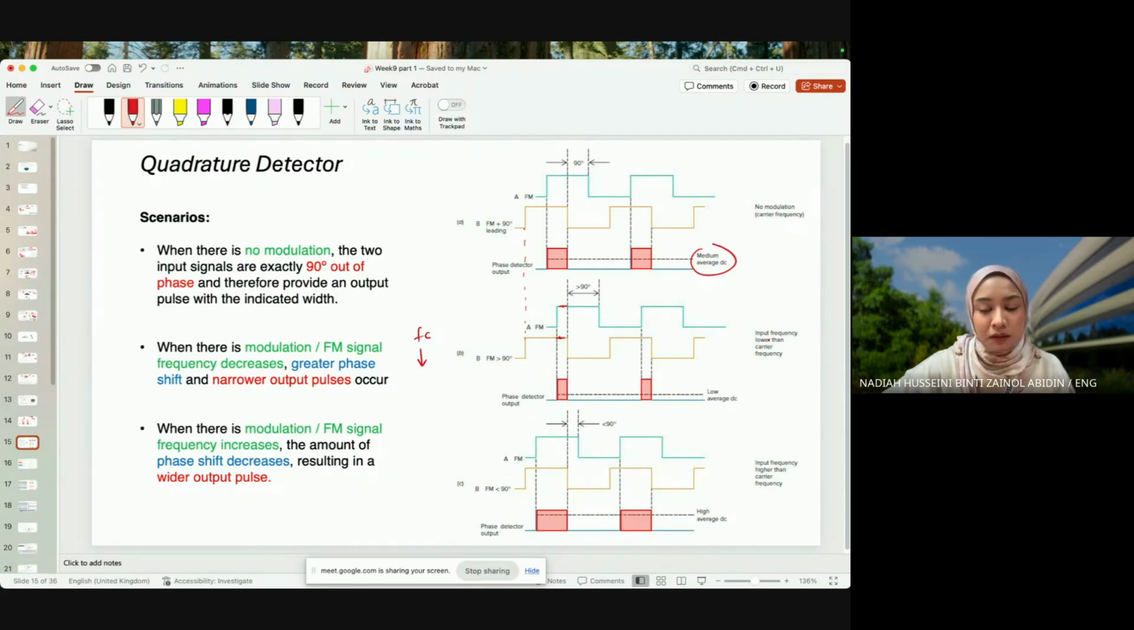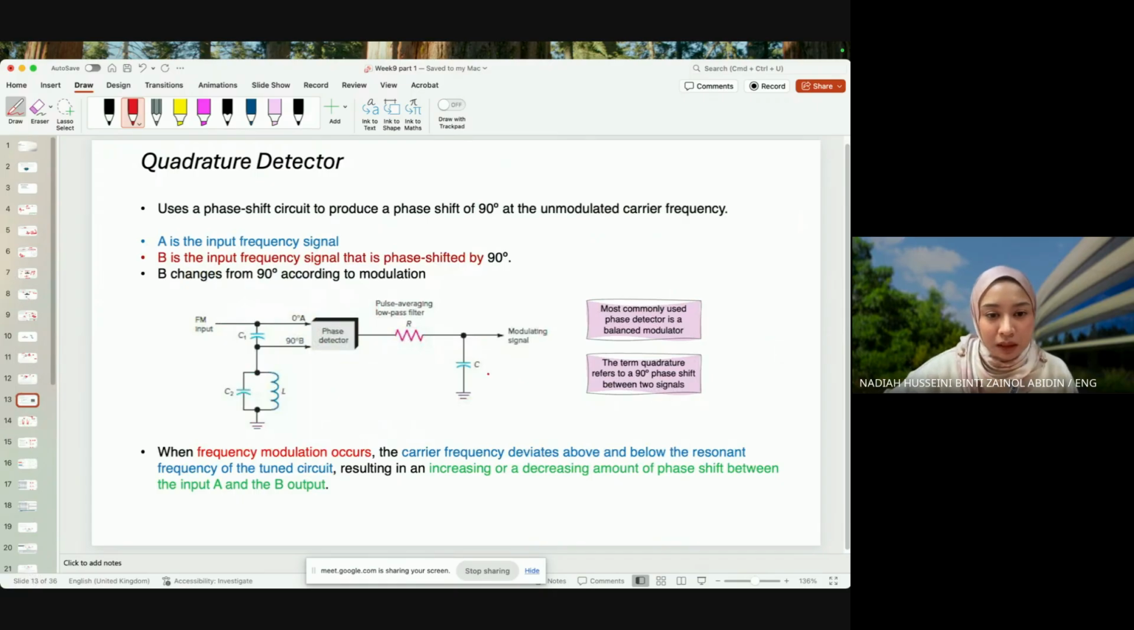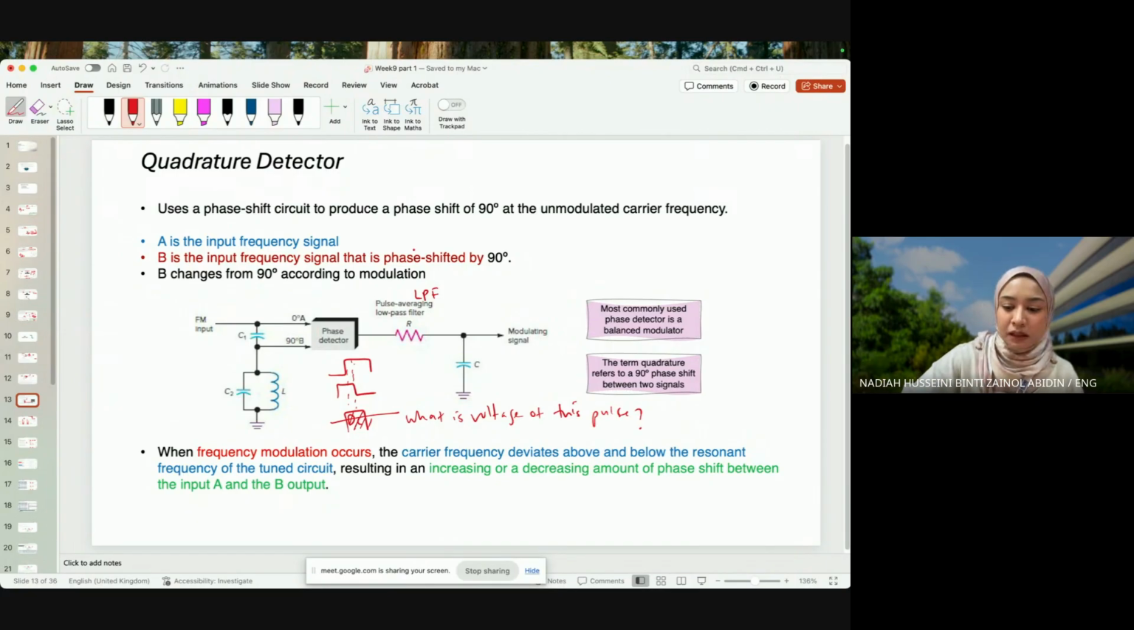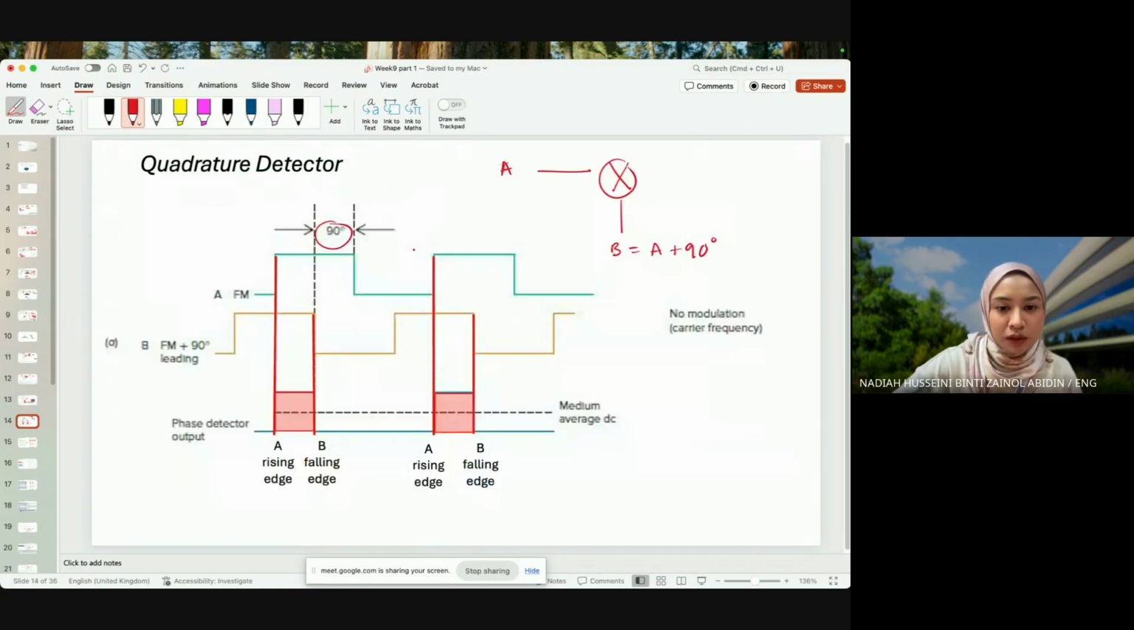Let's go back here. It detects the difference between the two pulses, right? And then we have some pulse here. This is the function of the LPF. It's going to detect what the voltage of this pulse is. That's the function of the LPF. LPF is like a friend that tells you you are good to go.